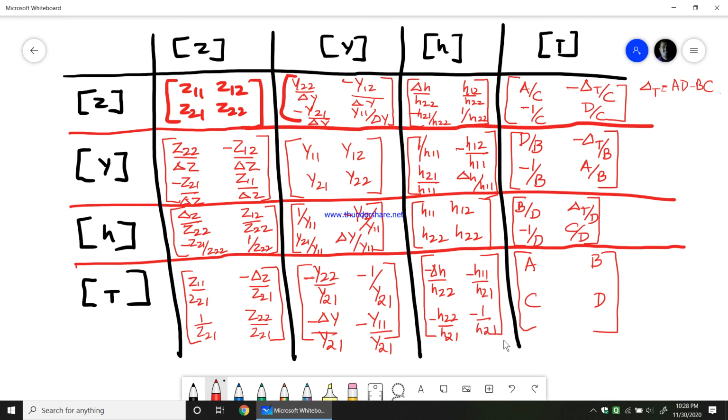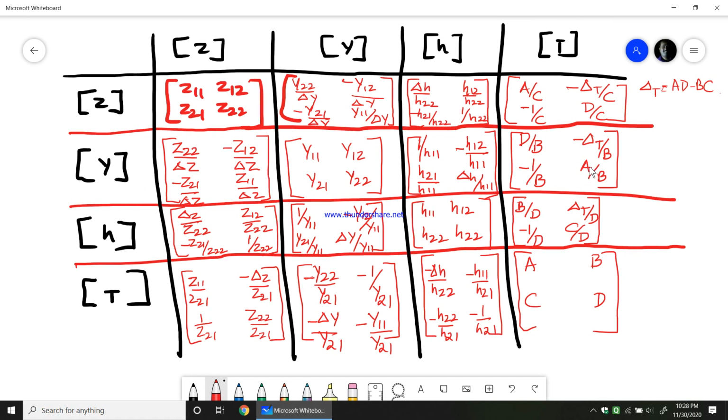So you can try to derive all these equations like how I derived earlier. I have shown you some examples of Z in terms of Y or Y in terms of Z, similarly H in terms of Z and Z in terms of H. So in such a way, take two equations and try to do jumbling and compare those equations to get different parameters. And this would be the table of ZYHT in terms of ZYHT.